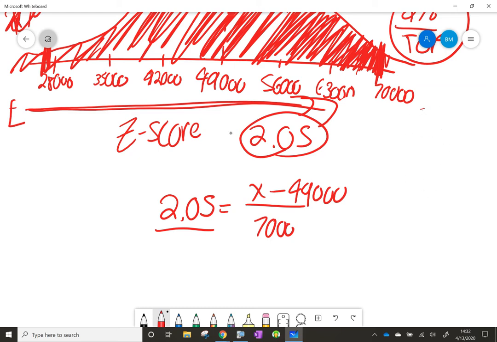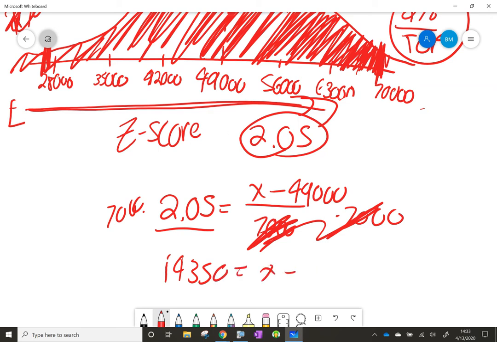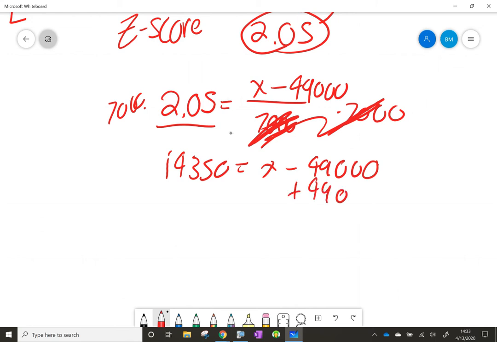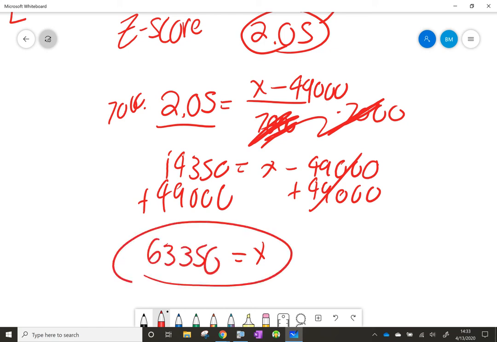So now we're going to solve. We're going to multiply by 7,000 on both sides just to cancel this out. So 7,000 times 2.05 is 14,350, which equals x minus 49,000. So now we just add the 49,000 to the other side to cancel it out, and we end up with x equal to 63,350 as our value.